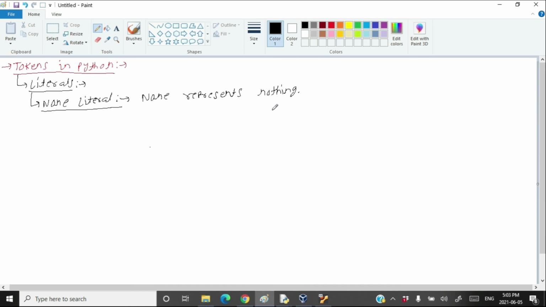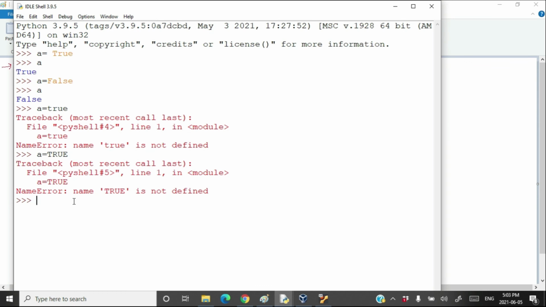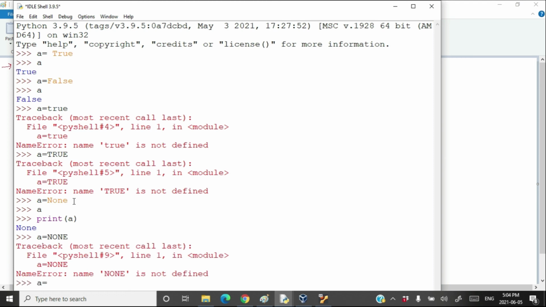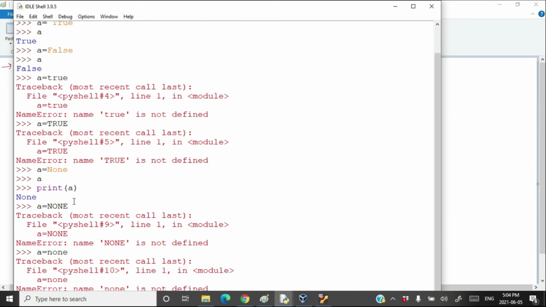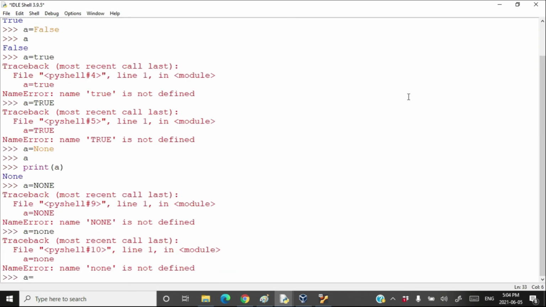None means there is no useful information. There is nothing here. If you assign None to a variable, then that displays nothing. If I write a is equal to None, then that displays nothing. But if you print a, then that will print None. The spelling of None should start with a capital N followed by all small letters. If you type a is equal to NONE, all capitals, it will not work. If you type a is equal to none, all small, it will not work. None always should start with a capital N followed by all small letters.